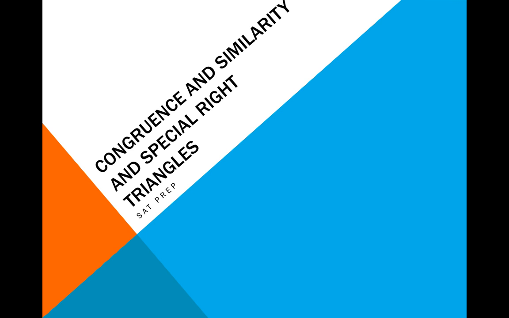Today we're going to talk about congruence and similarity, which you learn early on in geometry, and then special right triangles and your trig functions. So things like sine, cosine, and tangent, which you learn towards the end of the year in geometry.